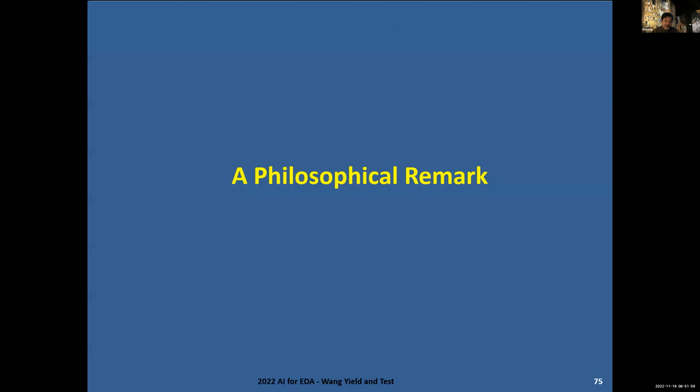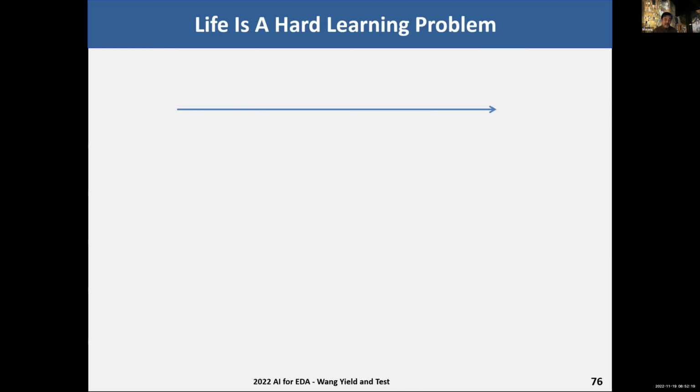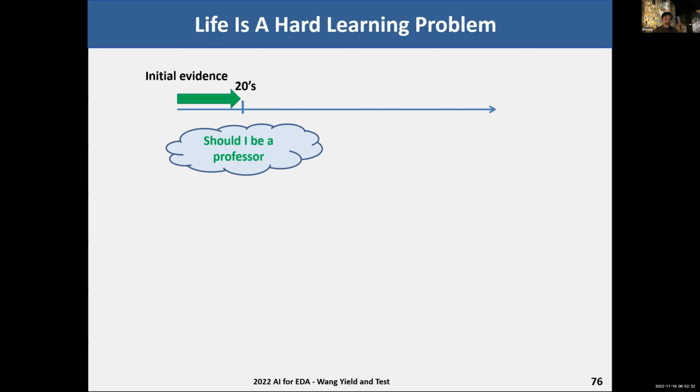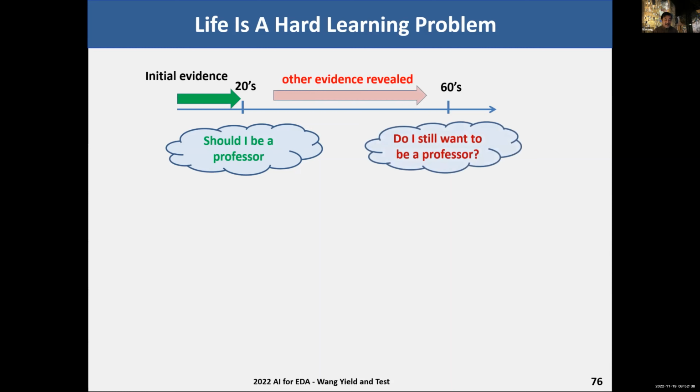If you allow me one minute, I will conclude my lecture today with a remark. After almost two decades, I'm a kind of old man now, working in these domains, learning machine learning. I think the most difficult learning problem I ever encountered is the following. If you think about life, it's very much like a learning problem, and a very challenging one. Taking myself as an example, at the age of 20, I observed some initial evidence, and then I asked the question, should I be a professor? As time went by, a lot more evidence came in, and now at the age of 60, in retrospect I can ask the question, do I still want to be a professor?